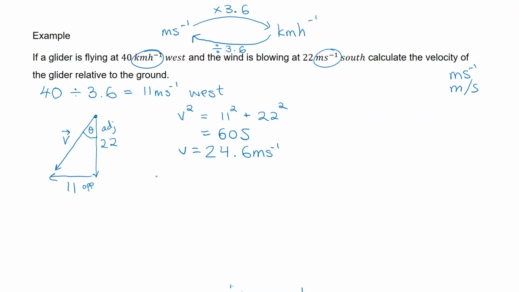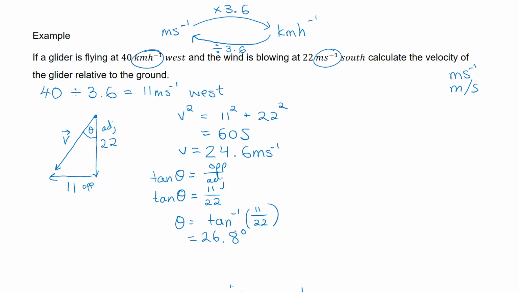So the equation is tan theta equals opposite over adjacent. So my opposite is 11 over 22. Now I just want theta, I don't want tan theta, so I'm moving the tan to the other side. The opposite of tan is inverse tan of 11 over 22. And that will give me 26.8 degrees.